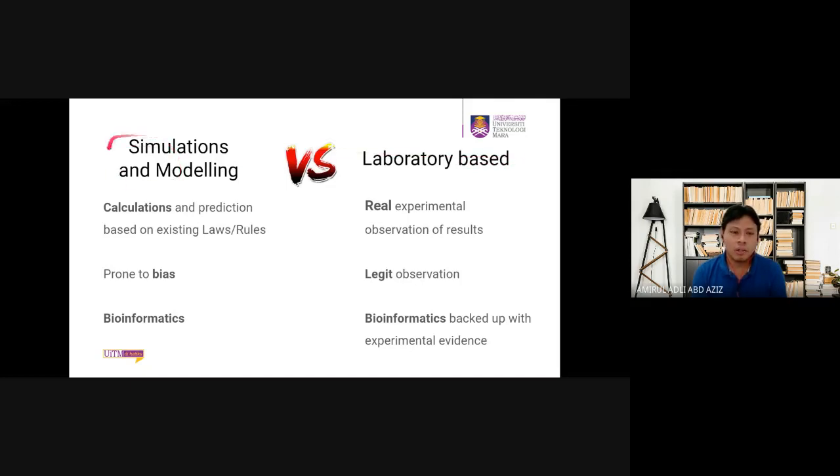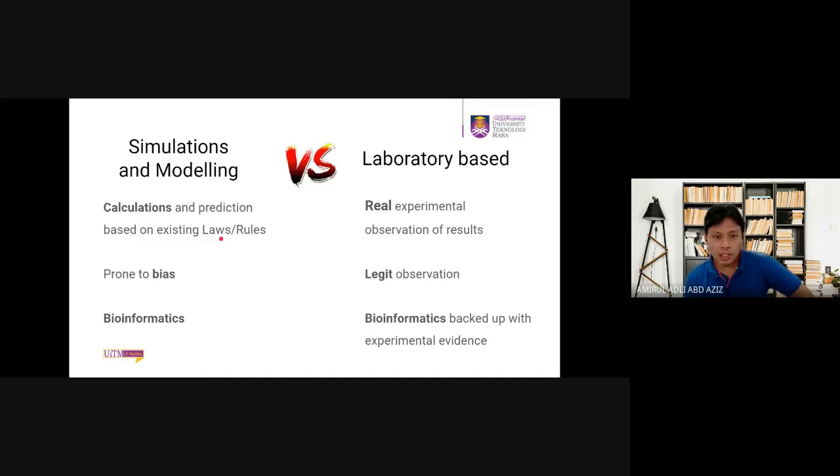Okay, so apa yang ada dalam simulation and modeling ni, they are calculations and prediction based on existing laws or rules. Okay, whereas laboratory-based experiment, they are real experimental observation result. Okay, what you observe in reality, what is happening at that time, you observe it and then you report. That is real data. Okay, whereas simulation ni they only calculate ataupun predict what would happen based on existing laws or rules. Okay, nanti saya bagi contoh lah.